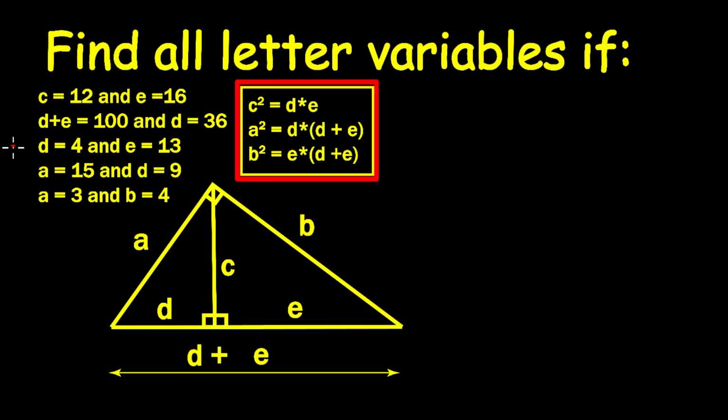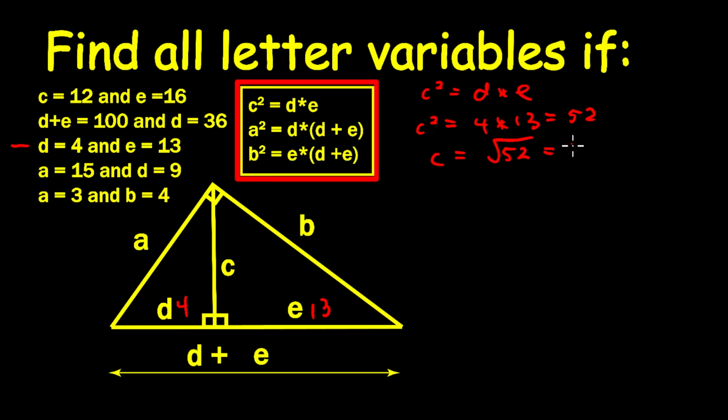Now going to the third line, we have D equals 4 and E equals 13. This time we're going to use the formulas here to get all of these numbers. So again, C squared equals D times E, then C squared equals 4 times 13, which is 52, and then C equals the square root of 52, which is 2 times root 13. So we will put 2 root 13 on the diagram.